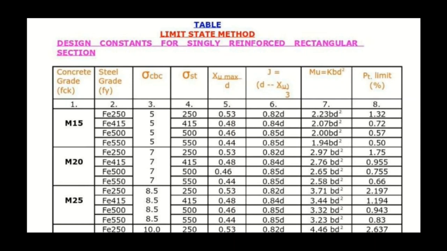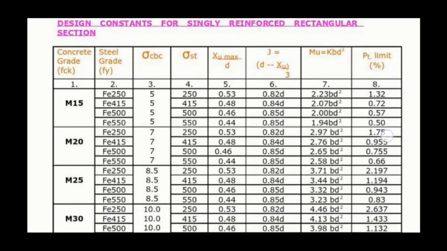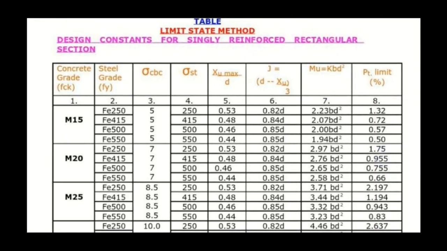Now column number 5, that is Xu max by d, and column 7, that is Mu, that is equal to K fck b d square. Okay, so this K and Ru are the same. Okay, so the formula is Ru b d square.